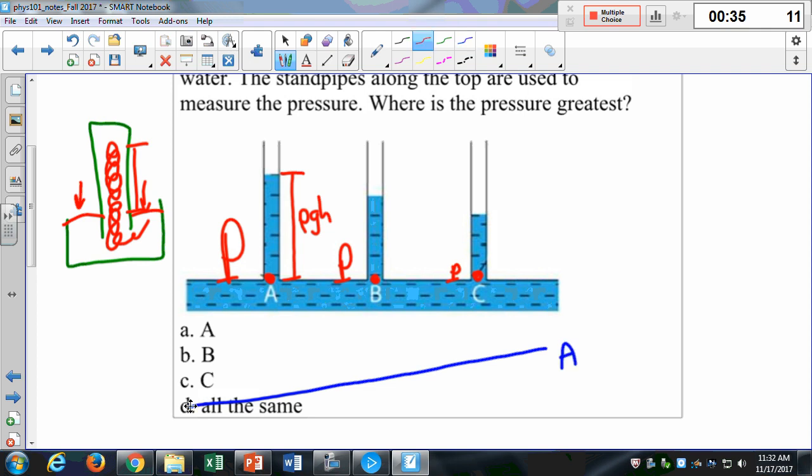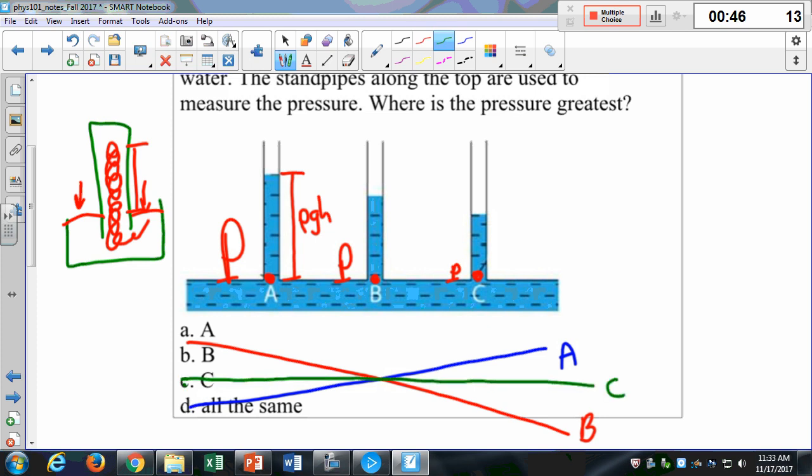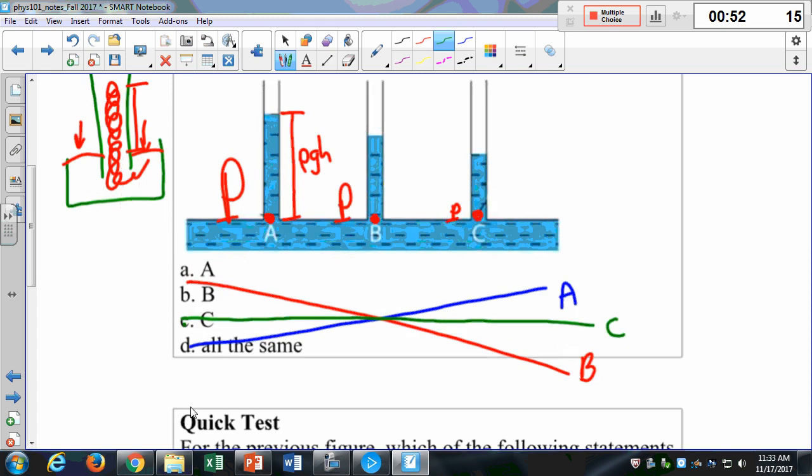Does the pipe get wider from left to right? This would be B. Does it have a constant cross-sectional area? That's C. I'm drawing the bottom of the pipe. Y'all get what I'm doing? Or is it none of those? Is it A, B, or C? Which is it doing?